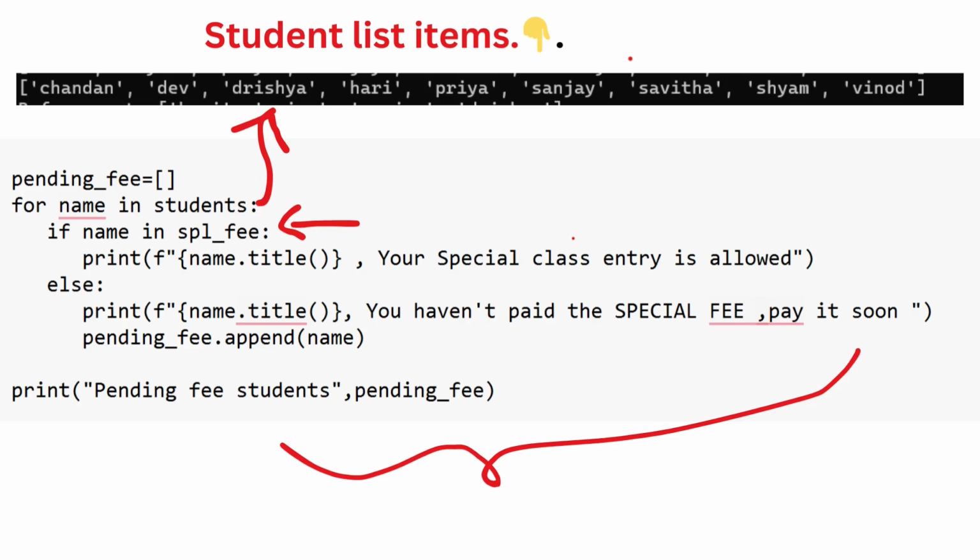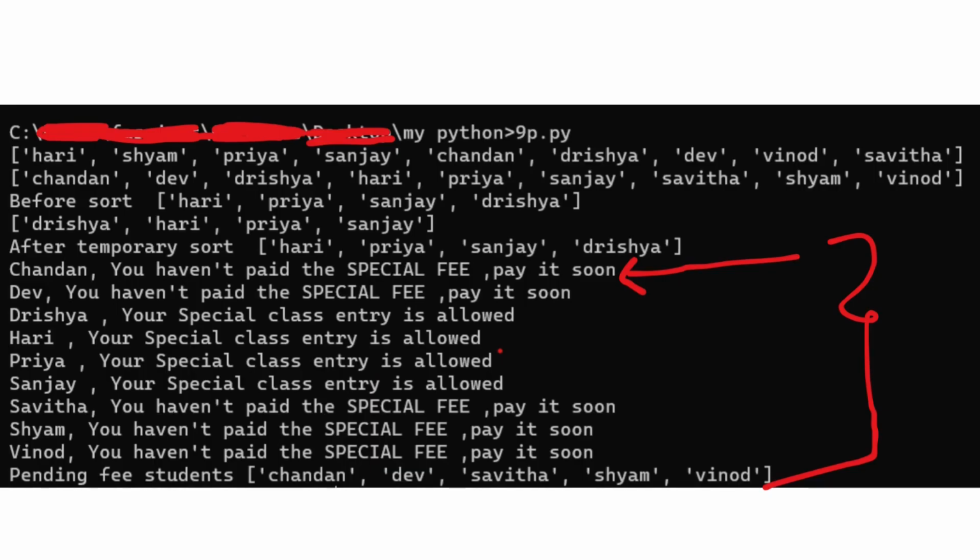And now, after completing all this, the for loop is completed. And now we are just going to print that pending fee. Okay. The list includes Chandan, Dev, Savita, Shyam and Vinod. Now, the principal or any head of the teachers really started to think, are they really going to pay fees or not, or what should we do like that?